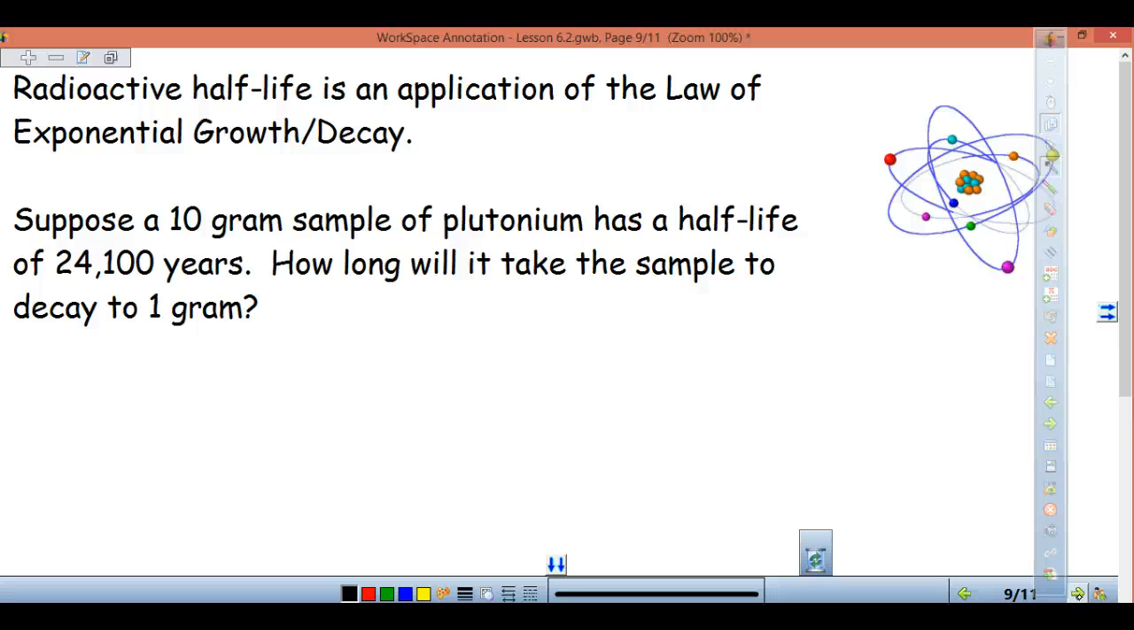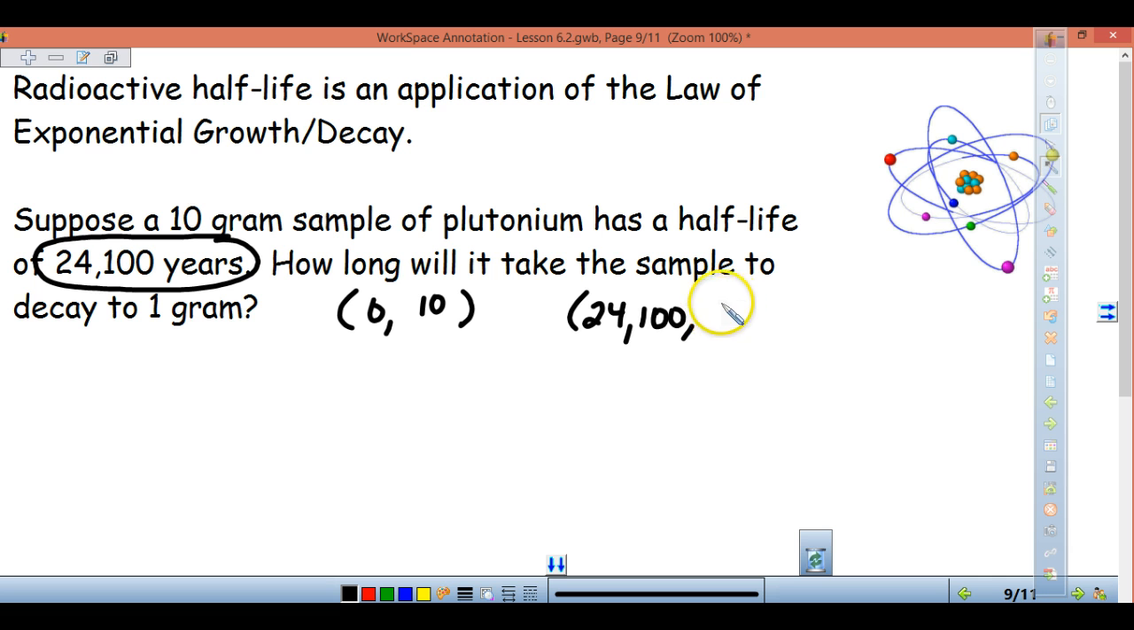So suppose a 10-gram sample of plutonium has a half-life of 24,100 years. So if you have 10 grams, that means at time 0 you have 10 grams. Half-life would mean that it takes 24,100 years to decay to half. So after 24,100 years have elapsed, I know that I would only have 5 grams. How long does it take the sample to decay to 1 gram?